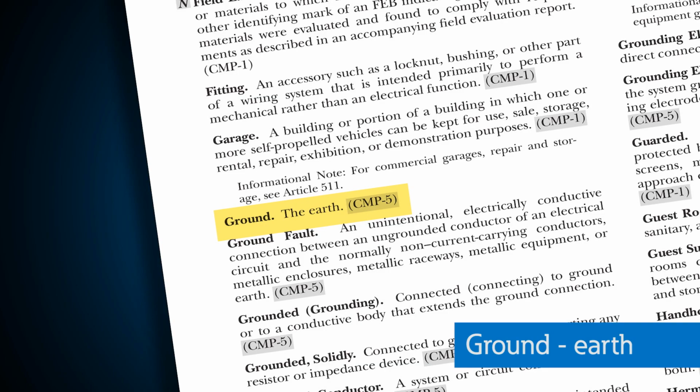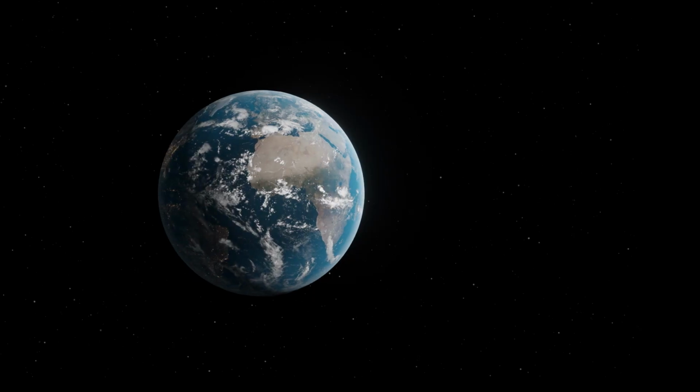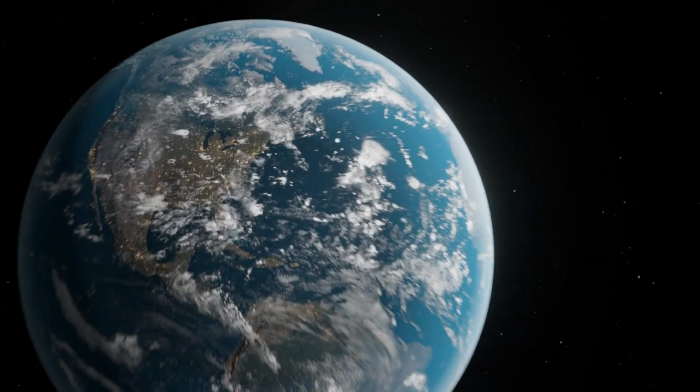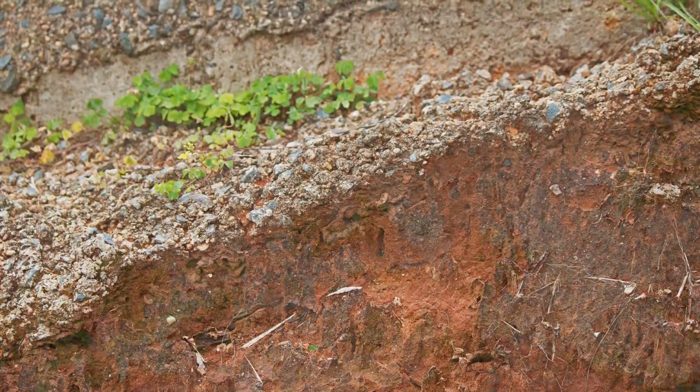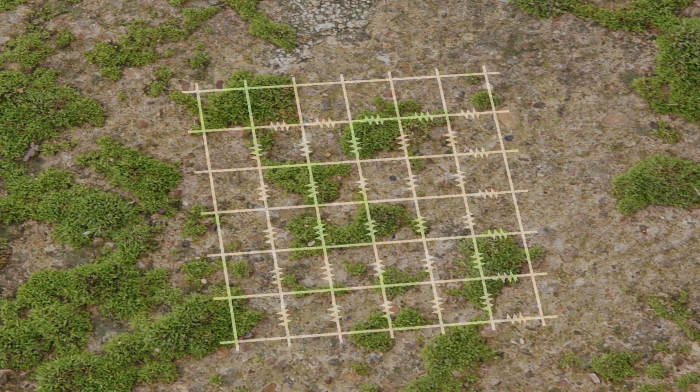What we're going to do is start with the term ground. The National Electrical Code tells us that ground is the earth. I think it's the shortest definition in the National Electrical Code. We define ground as the earth. So anywhere you use the word ground, you're thinking you're tying to or connecting to the earth.